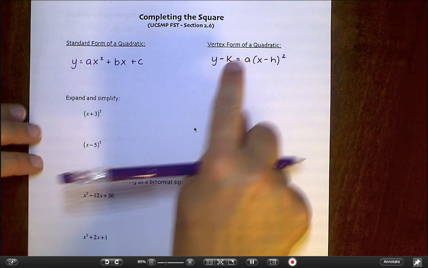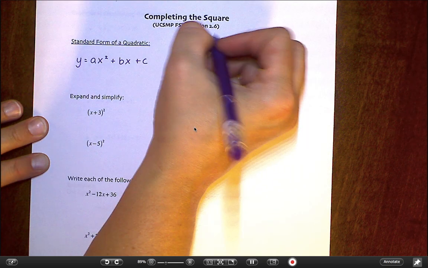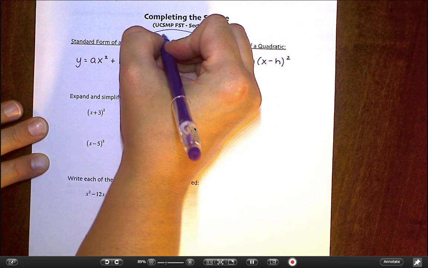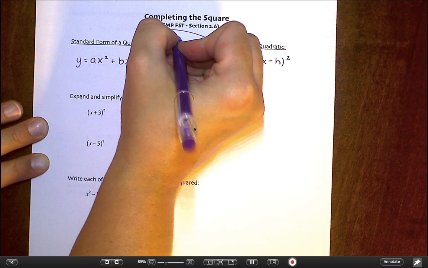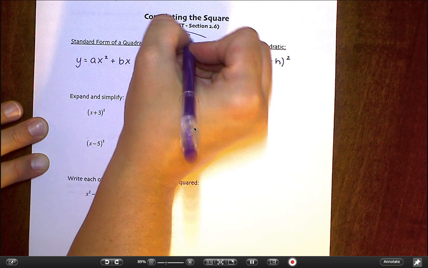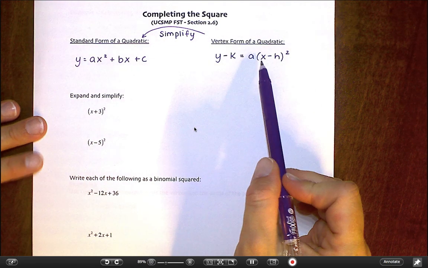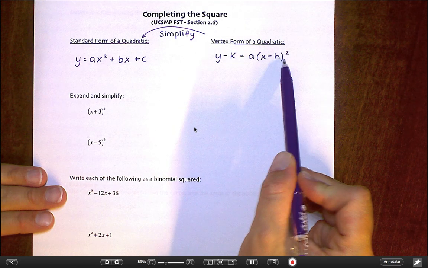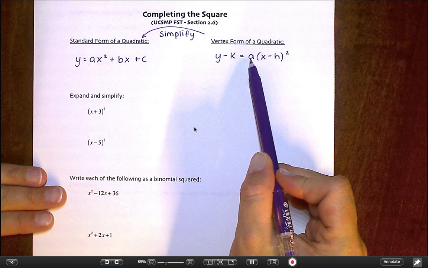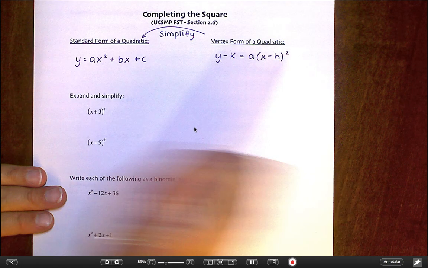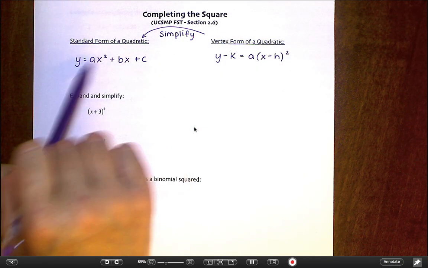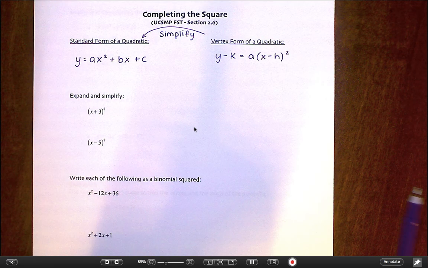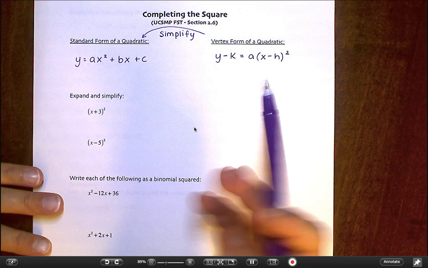So first of all, if I want to go from vertex form to standard form, that's actually pretty easy to do. I can do this by just simplifying. Okay, and when I say simplify, I mean do the math. All right, follow order of operations, but I can do FOIL on this parenthesis here, and then I can distribute the A, and then I can move the K to the other side, and voila, I'll look like this, okay? So going from vertex form to standard form is not a big deal. You have all the math skills that you need to be able to do that.